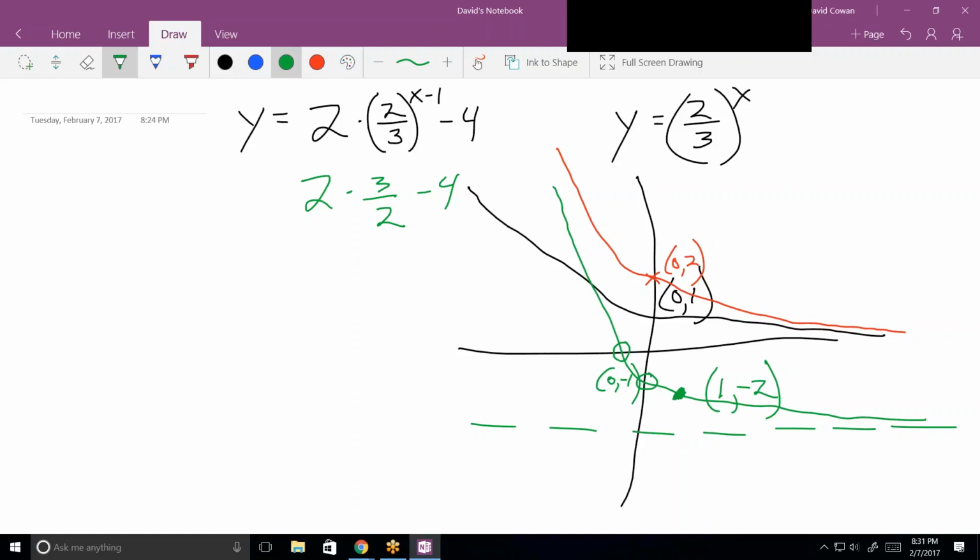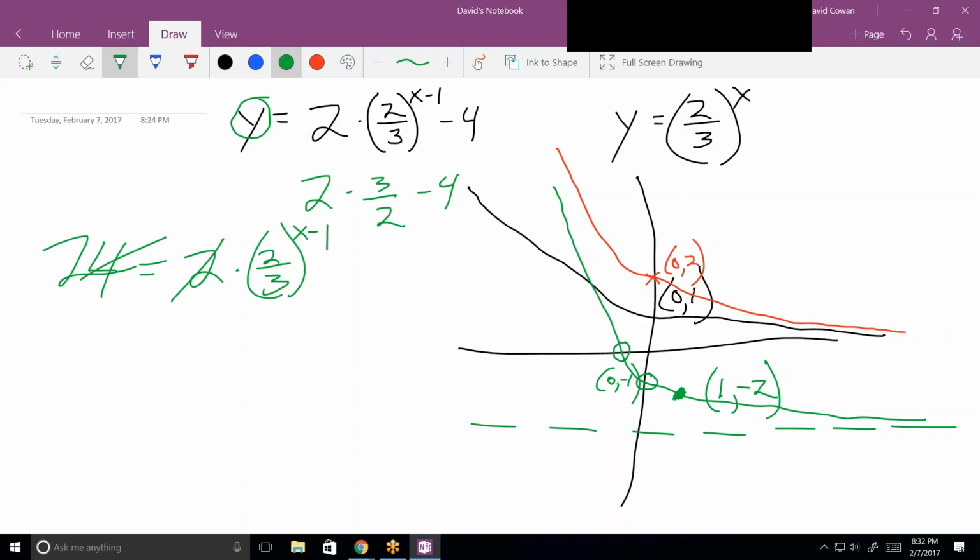then that makes sense. And this one does have an x-intercept, meaning if I set y equal to 0, I should be able to solve it. And you'll notice I will be able to, because now if I go to solve that, I get 4 equals 2 times (2/3) to the x minus 1. Can I solve that? I'm going to divide both sides by 2. So 2 equals (2/3) to the x minus 1.